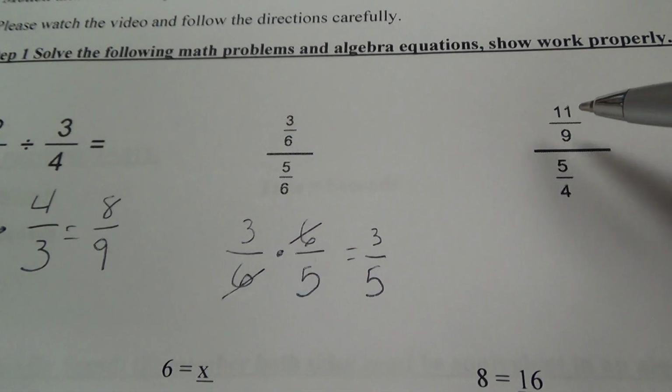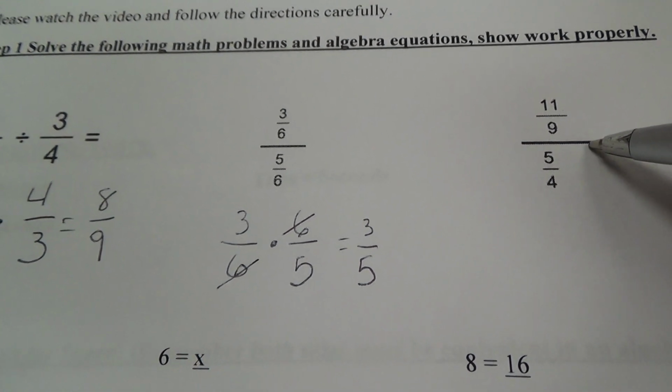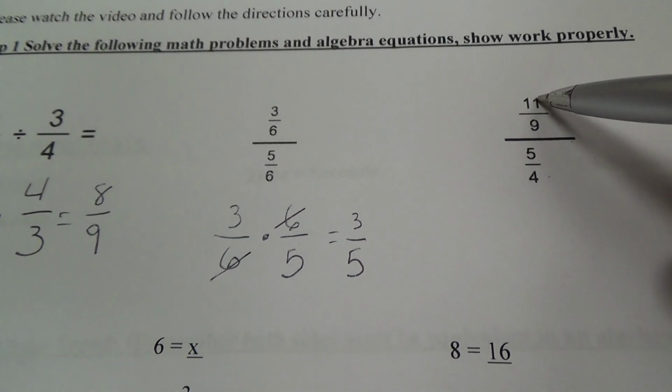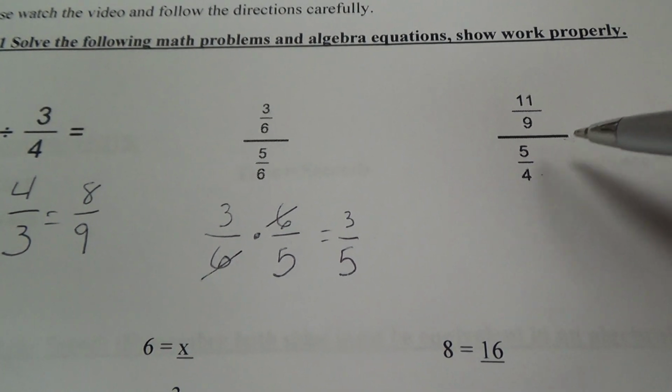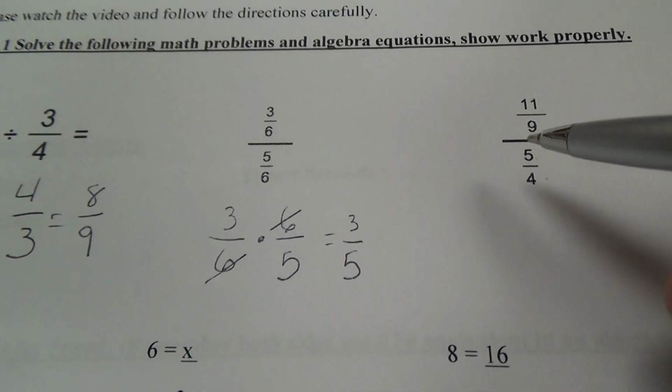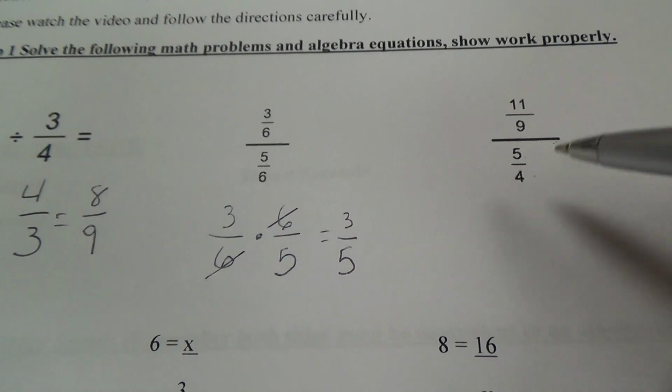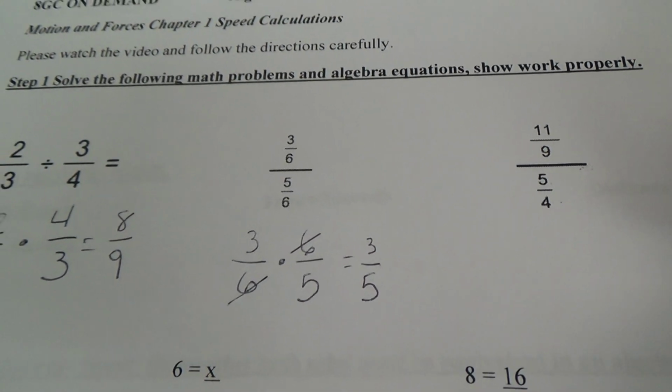Again, keep 11/9 divided by 5/4. So again, keep, change this to multiplication, reciprocal. So ultimately it becomes 11/9 times 4/5. Again, basic stuff. Now, basic algebra.